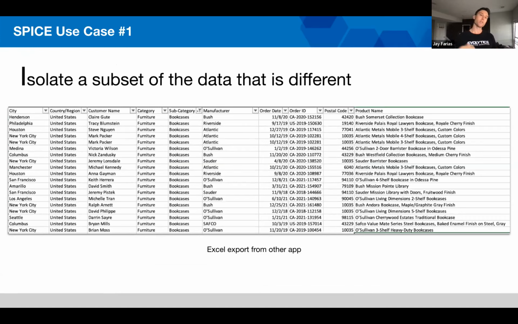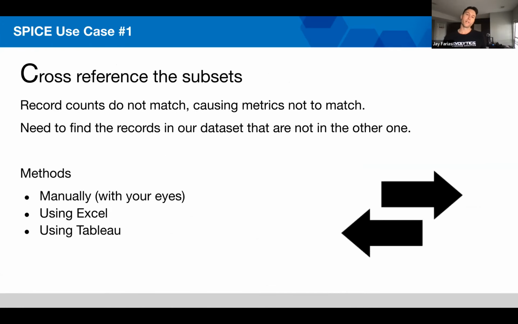So we're going to run a query, we're going to export, do whatever we can to get that different subset out of the other application into Excel or something we can put into Tableau. So this is what that looks like. Next step is we're gonna cross-reference the subsets. The record counts don't match, which causes the metrics not to match, and we need to find the records in our data set that are not in the other one.